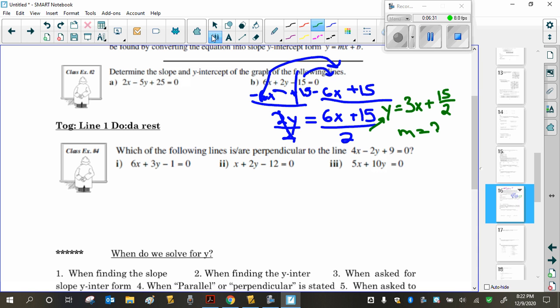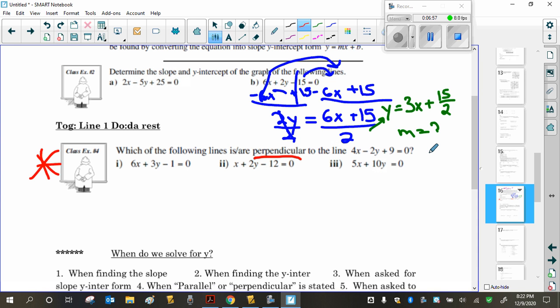What do you have to know in example 4? Well, this is a tough question. Anytime you have perpendicular, it's an extra step. So what's the plan, Stan? It says which of the following lines are perpendicular to this line?